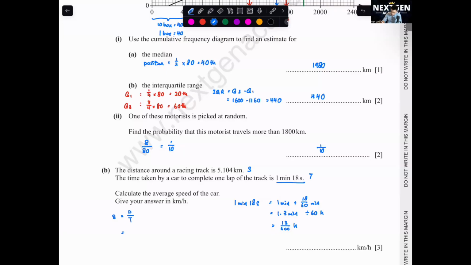So distance will be 5.104, then here will be 13 over 600. Okay, our final answer, we will get 236 kilometers per hour.